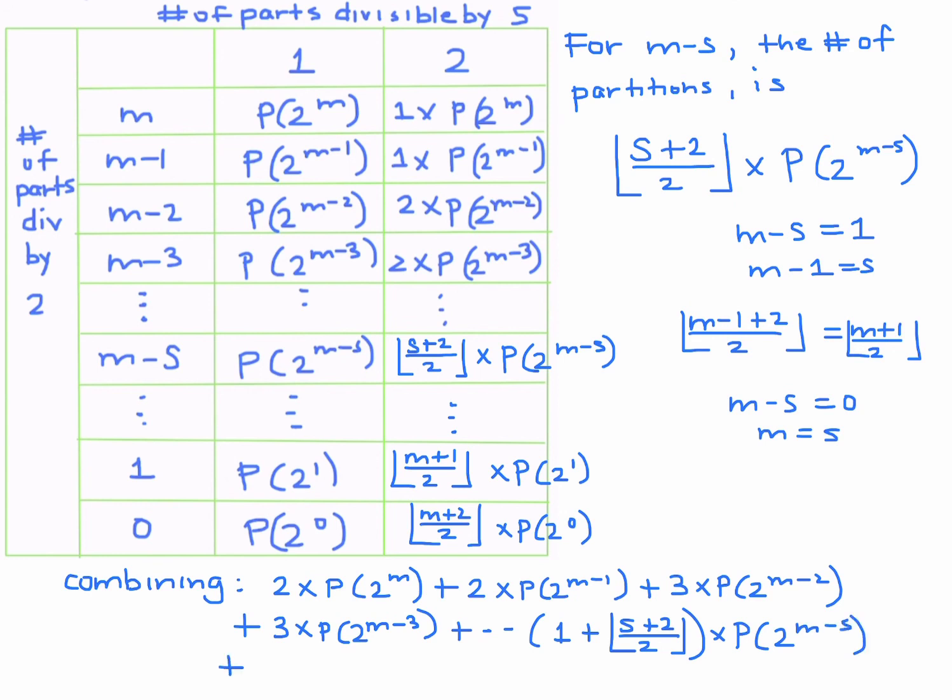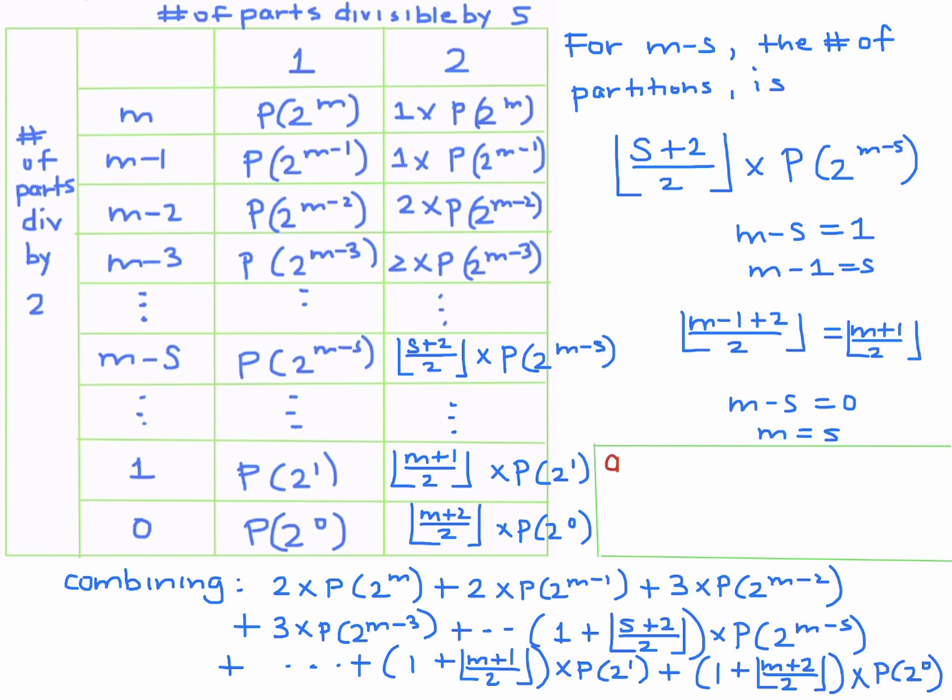And then dot, dot, dot, we get to the last two terms. And the last two terms will be 1 from this, and then add the m plus 1 over 2. So 1 plus m plus 1 over 2, like that, times p to the 2 to the 1, and then the very last one, of course, will be 1 plus m plus 2 over 2, the integer value, times p to the 2 to the 0.